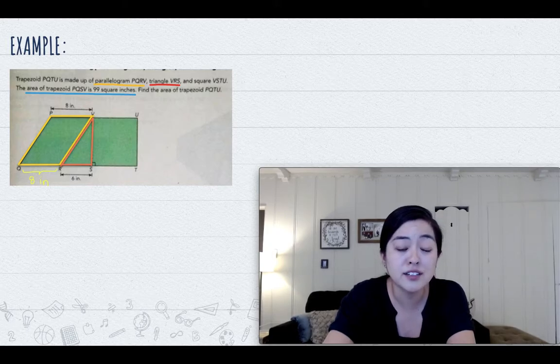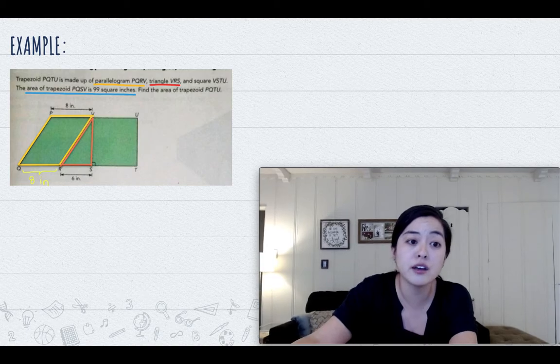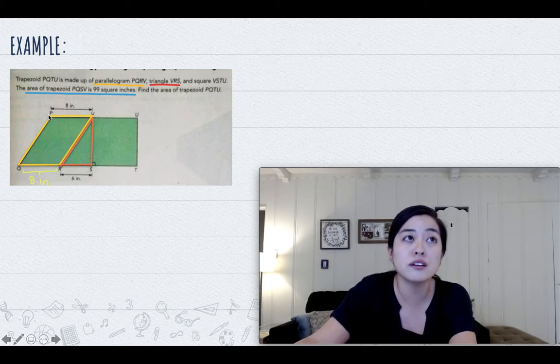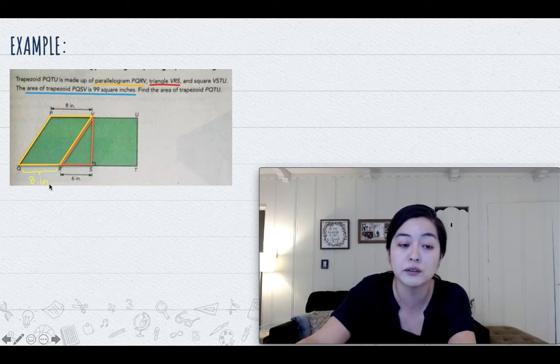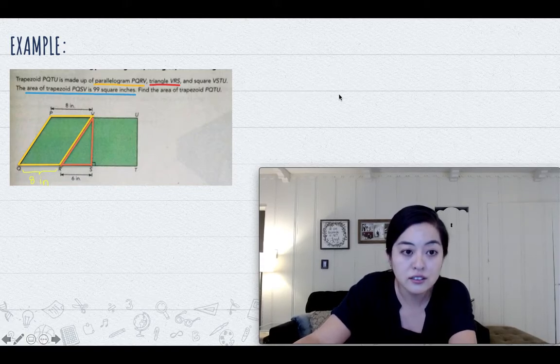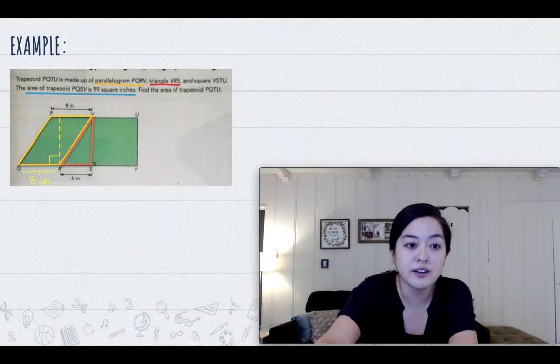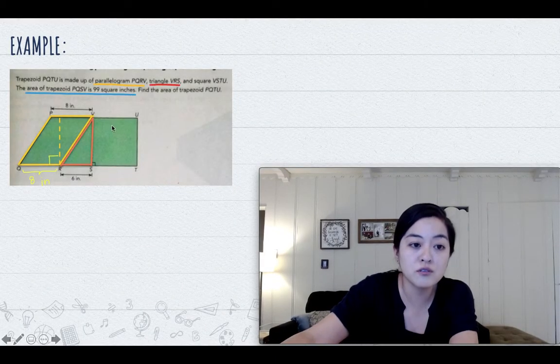that by the definition of a parallelogram, opposite sides have equal length. So this PV is the same as the opposite side over here, QR. Okay, so since we know that this is 8, then we know this is 8 by the definition of a parallelogram.